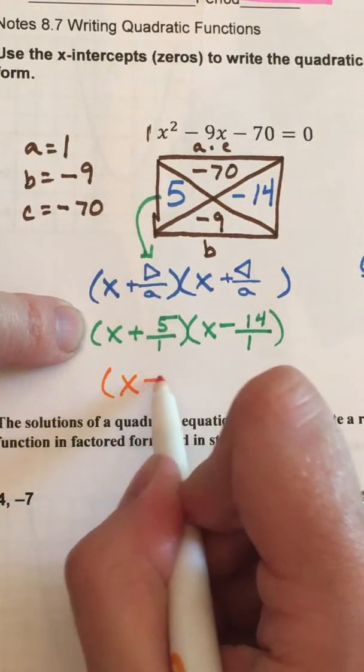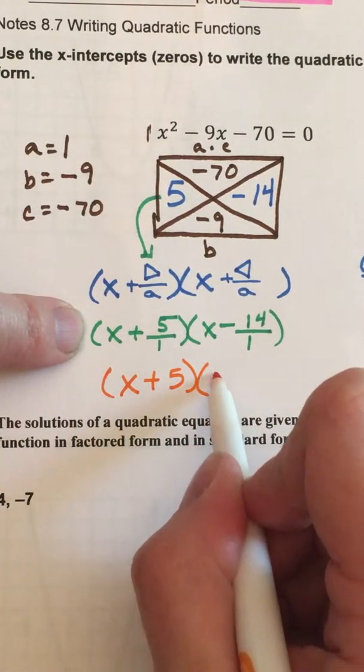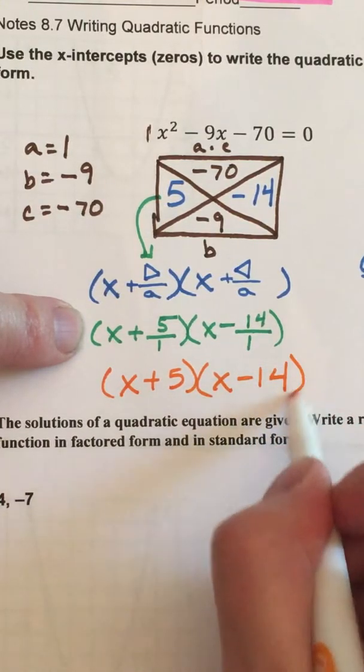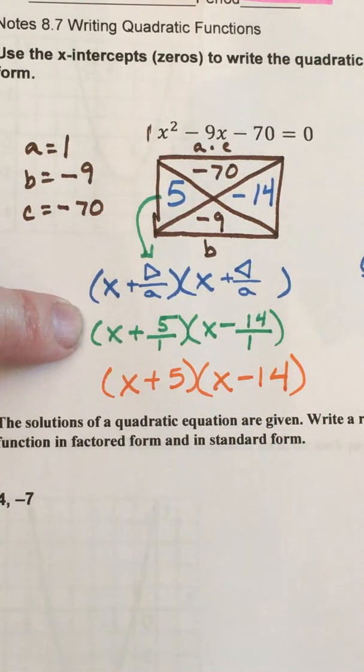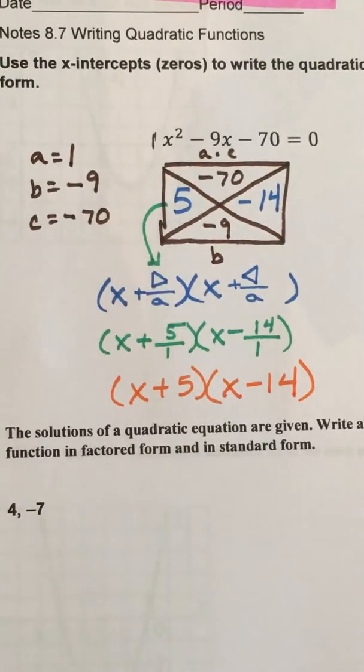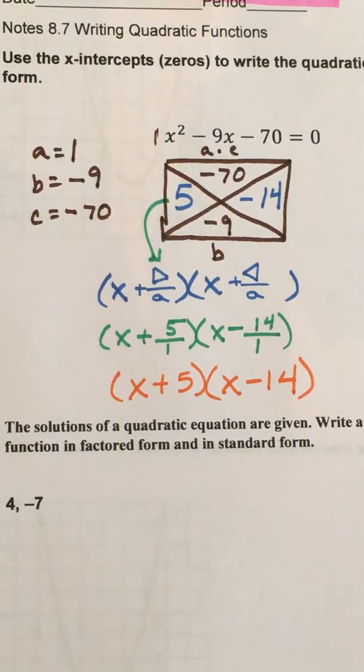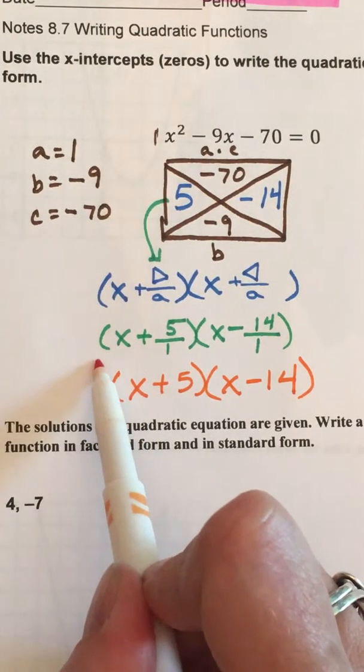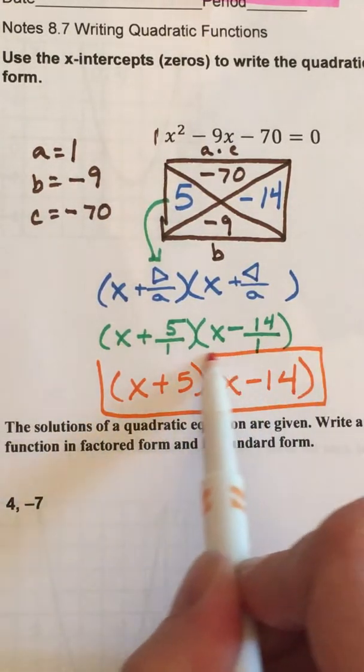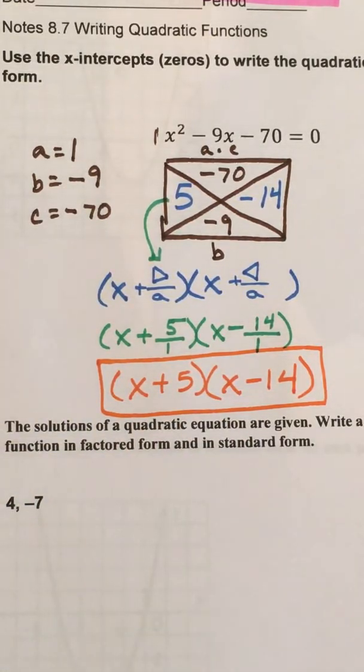So, X plus 5 and X minus 14. All it asked for was use the X-intercepts to write the quadratic in a factored form. This is it. This is the factored form. Ta-da! That's what we were looking for.